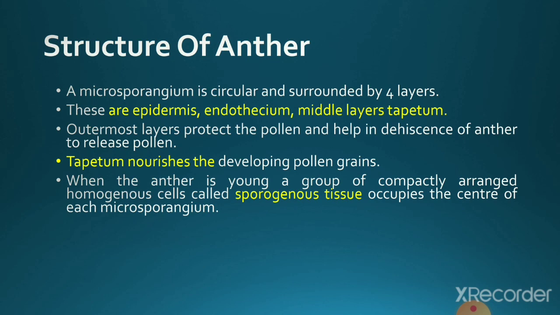When the anther is young, a group of compactly arranged homogeneous cells called sporogenous tissue occupies the center of each microsporangium, that we have already discussed. That center part of the microsporangium is occupied by some sporogenous tissue, and we have already discussed that each cell of sporogenous tissue is able to produce microspores, so they are called the microspore mother cell, MMC.